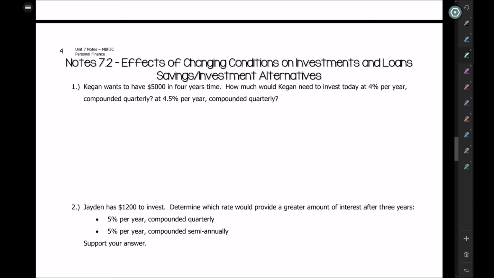Question number one says that Keegan wants to have $5,000 in 4 years' time. How much would Keegan need to invest today at 4% per year compounded quarterly, and at 4.5% per year compounded quarterly? So let's go ahead and define all of the information that we need.